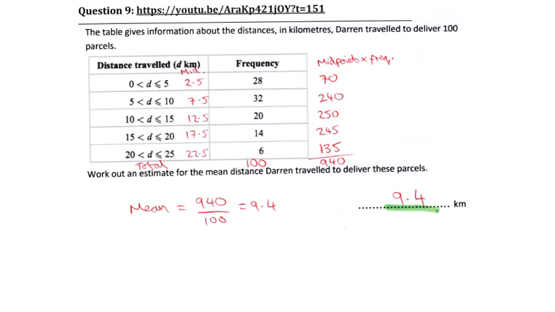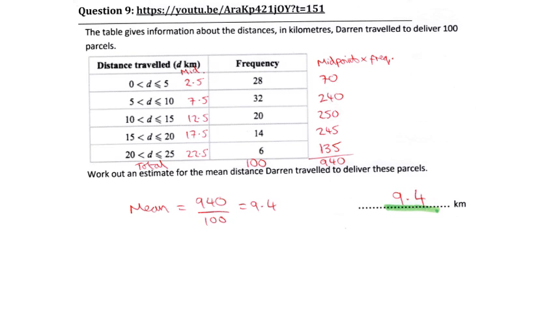So ideally what we want to be doing here is multiply this first column by the second column. But my first column has a range of values in it. So we want to think of a sensible guess for the values in this first box. So the distances are between 0 and 5. So a sensible kind of estimate for those would be halfway between those two numbers, which is 2.5.